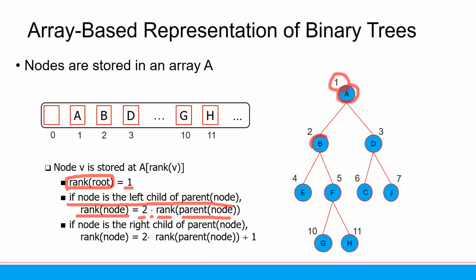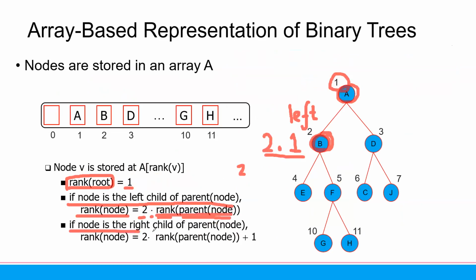So B, for example. B is the left child of A, is it right? This is the left child of A. Then we do the checking of the rank: 2 multiplied by the rank of the parent of B. The parent of B is A, what is the rank? The rank is 1. So we can say that the rank of B is 2 multiplied by 1, which is 2.